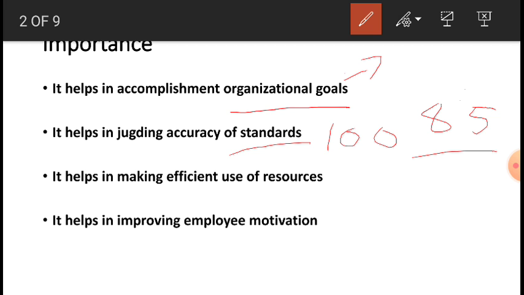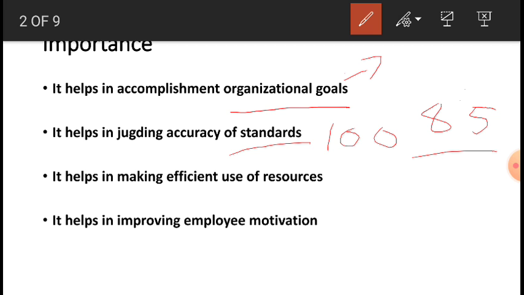In a similar way, controlling helps to judge the accuracy of the standards that are set. Like sales has to increase by 10%, profit has to be increased by 10 lakhs. Those are standards. So controlling helps in setting the standards. It helps in judging accuracy of standards.